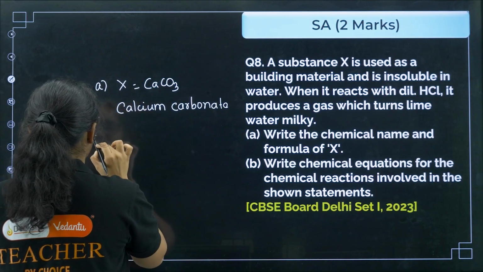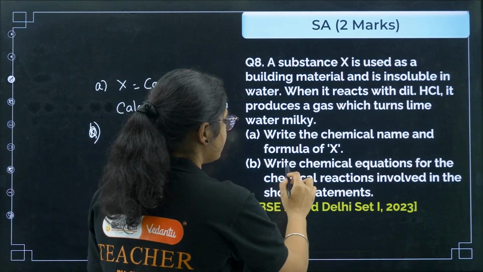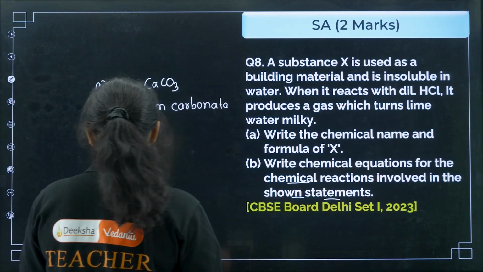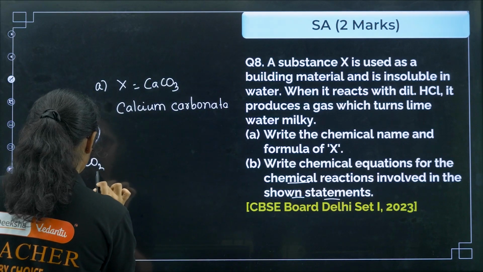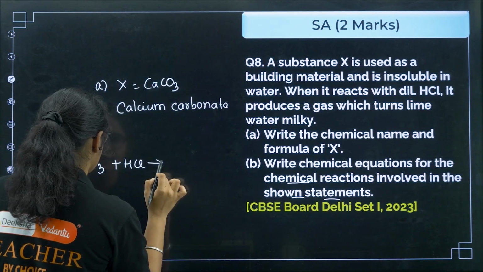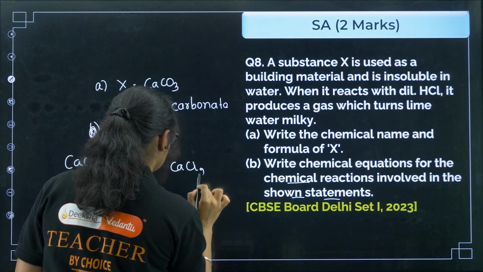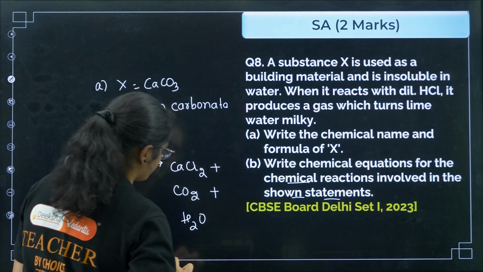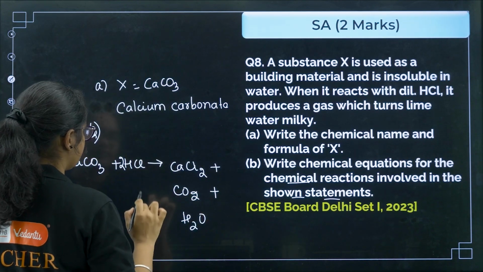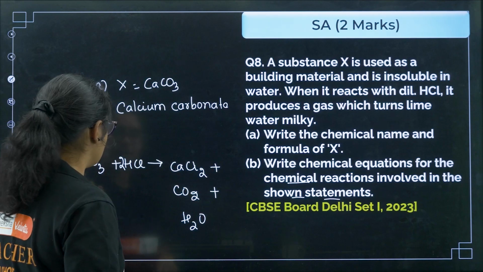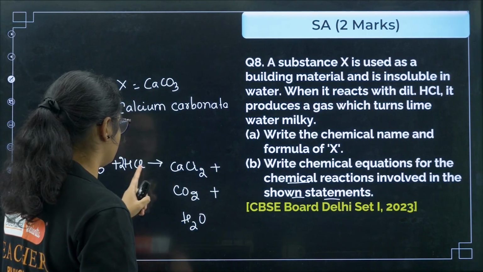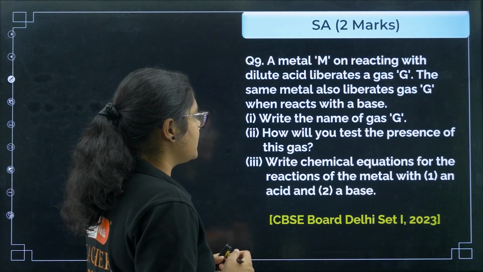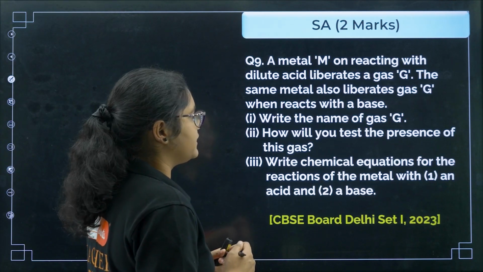Right. Next we have part B, that is, write the chemical equation for the chemical reactions involved in the statement. So that is the reaction of calcium carbonate with HCl. That will give you CaCl2 plus CO2 plus H2O. Now you have 2 HCl here: calcium, calcium, carbon, carbon, oxygen 3 is there, 2H and 2Cl, that is balanced.